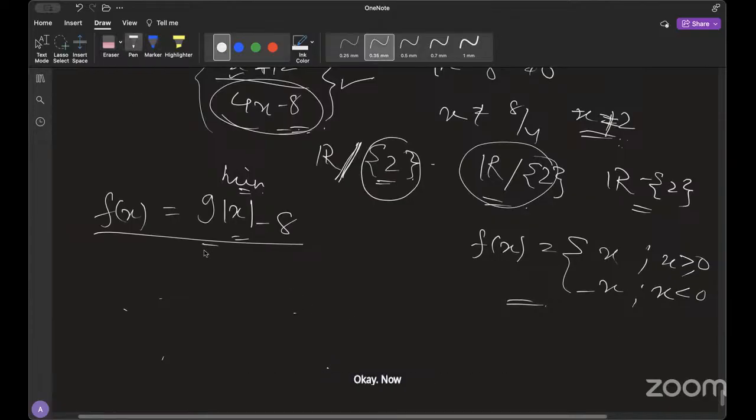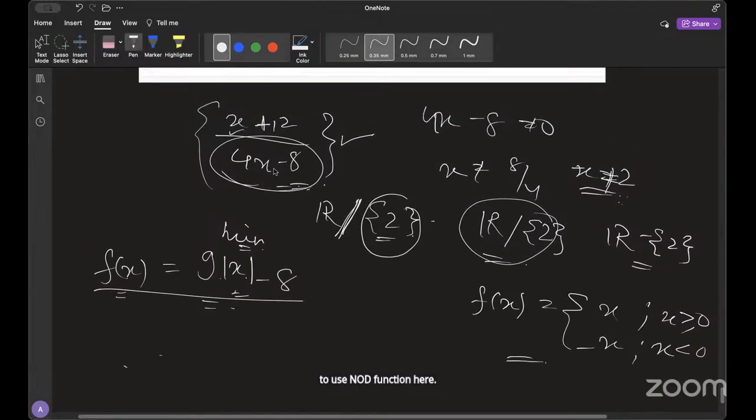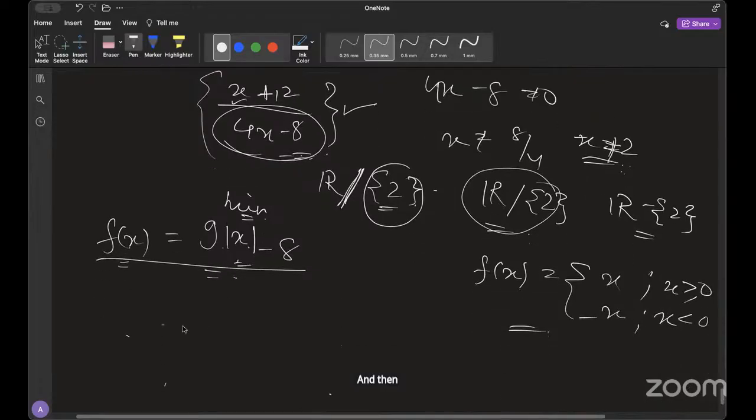Now we'll come to this. Take the function, the absolute value function. This function uses the mod function. Just as you have 9x minus 8, 9x plus 8, here you have 9 multiplied with mod x minus 8. This is how you define the function. You use the mod function here. And then you've been asked the minimum value of this function.